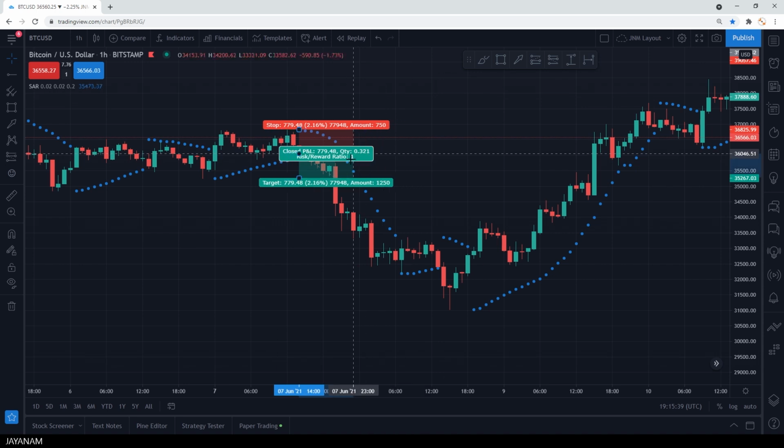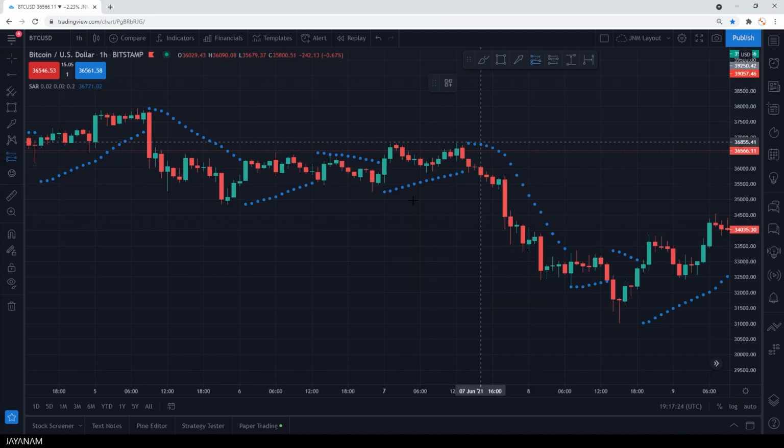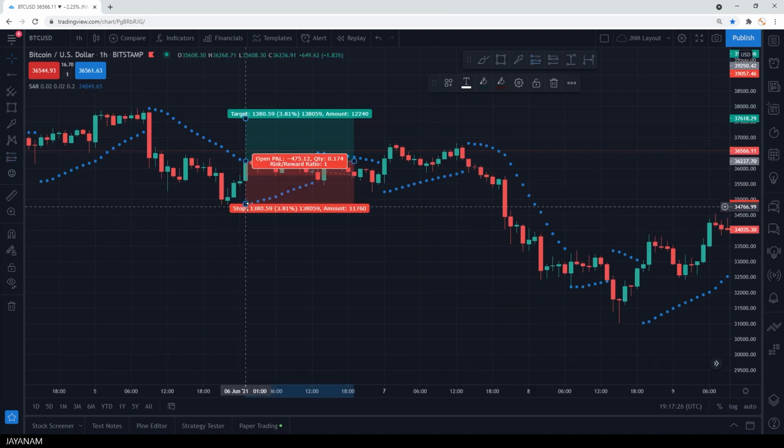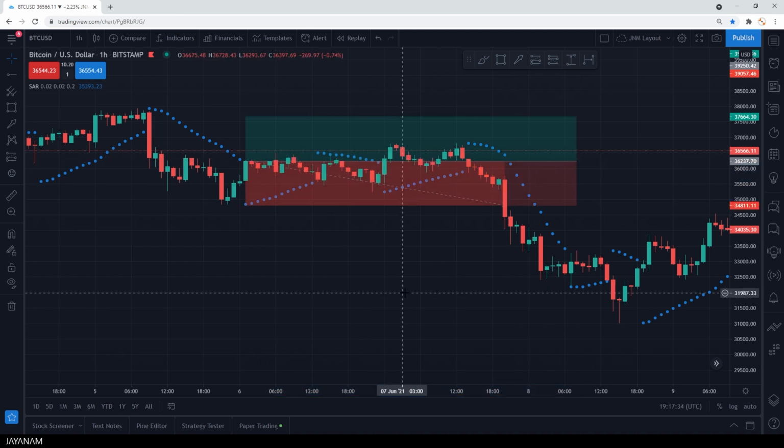Now, is this magic? Is it always successful? Sorry, but no. Let's have a look at a losing trade. We do the same as before. We go long, set the stop loss, the target, and you see we are losing, and we are losing big.